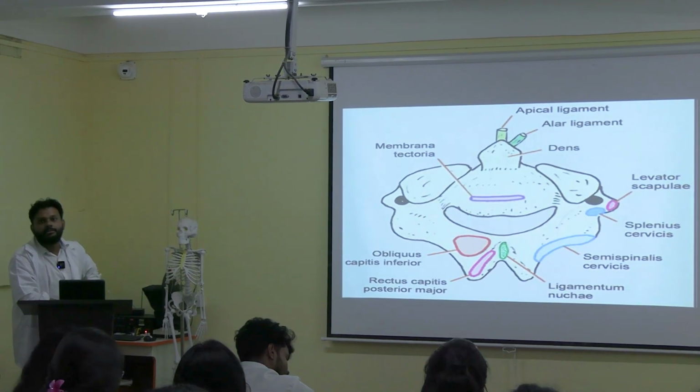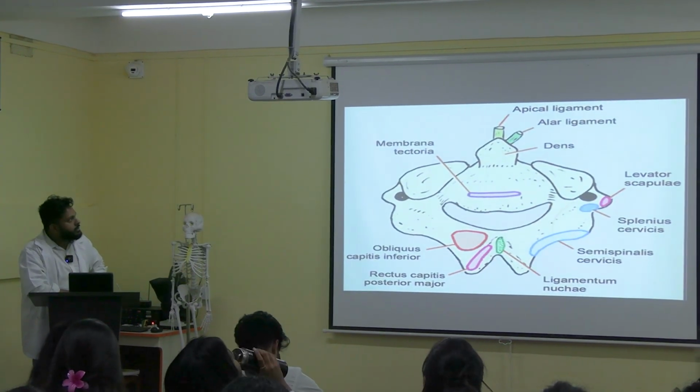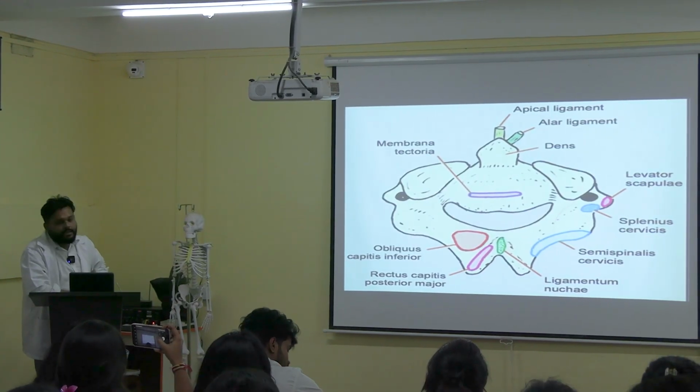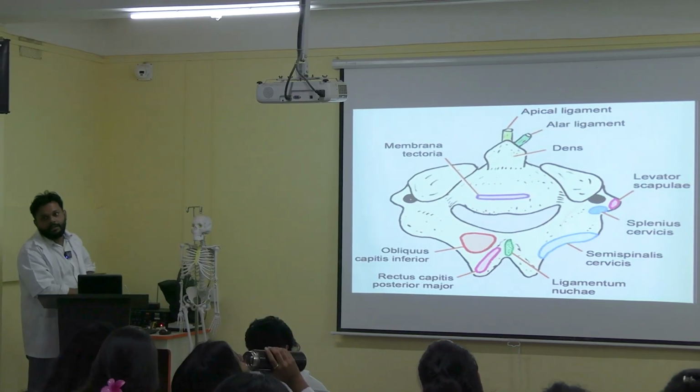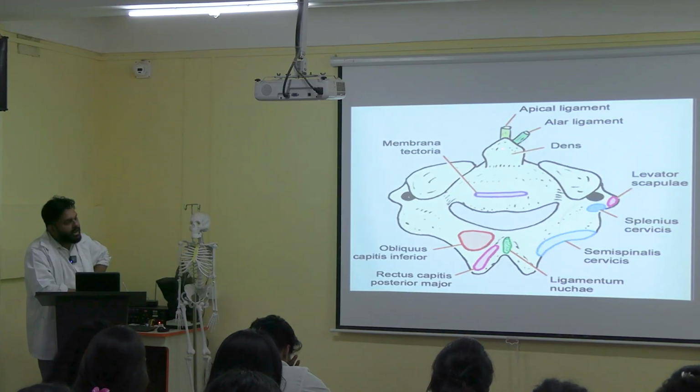Two important ligaments attached to the dens. First one is the apical ligament. And there are two alar ligaments, right and left. Apical ligament and right and left alar ligaments.